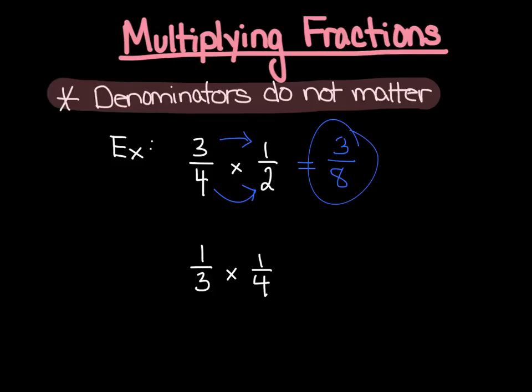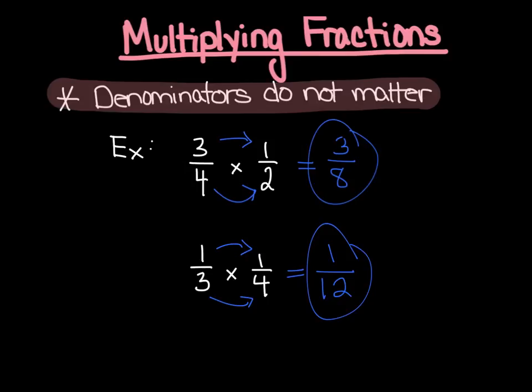Same thing down here. 3 and 4, I don't care if they're not the same because multiplication does not have to be. We can just multiply both numerators. 1 times 1, we get 1. And both denominators, 3 times 4, 12. Our answer is simplified. Yep, 1/12.